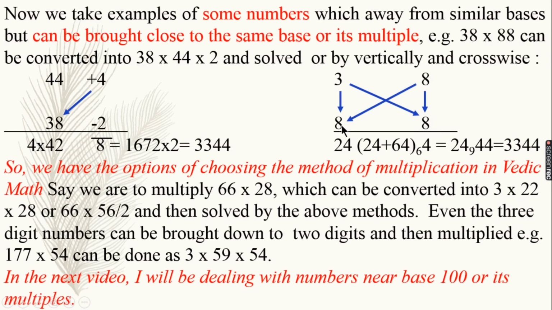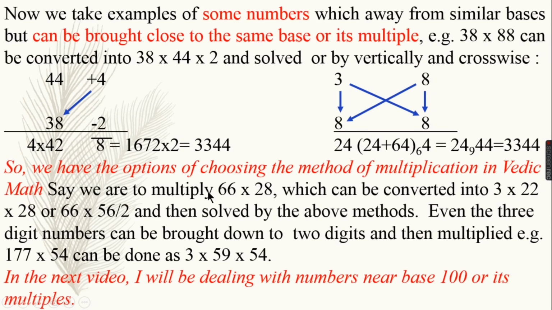Then we vertically multiply, 8 into 3 is 24. 24 plus 9 is 33. So 3344 is the answer. So we have the choice, and whichever way you feel easy, you can do these multiplications. This may look to be easier than this, or you may be equally efficient in multiplying this. You can choose any one of them.